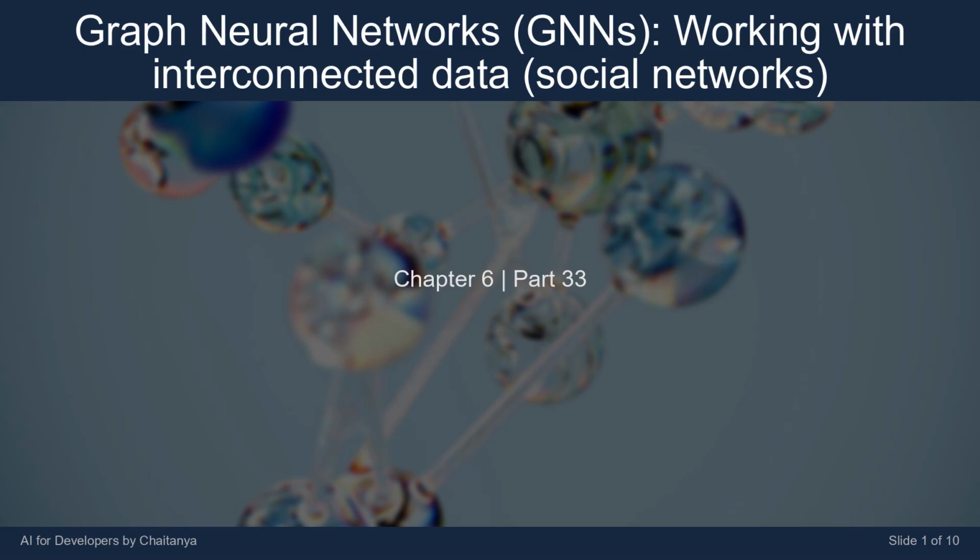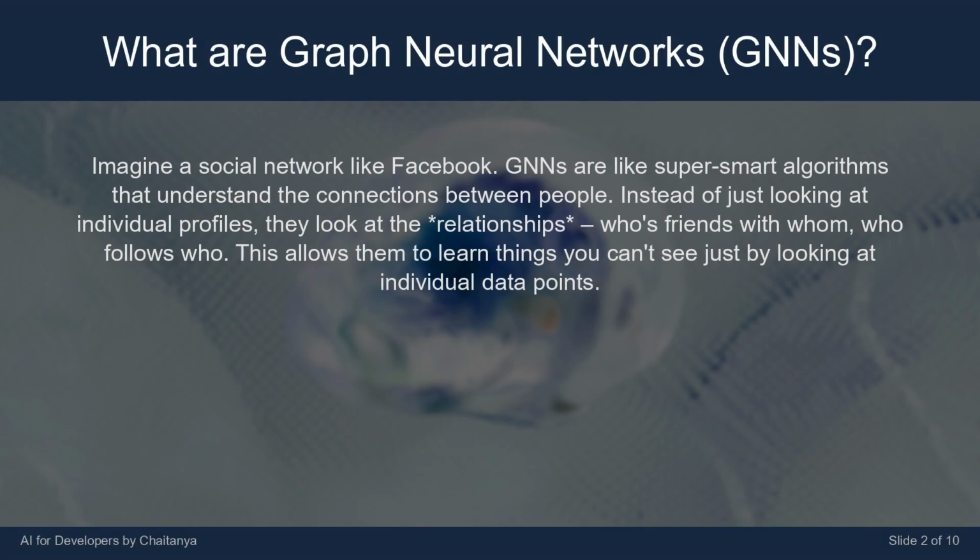Social networks. Imagine a social network like Facebook. GNNs are like super smart algorithms that understand the connections between people. Instead of just looking at individual profiles, they look at the relationships: who's friends with who, who follows who. This allows them to learn things you can't see just by looking at individual data points.